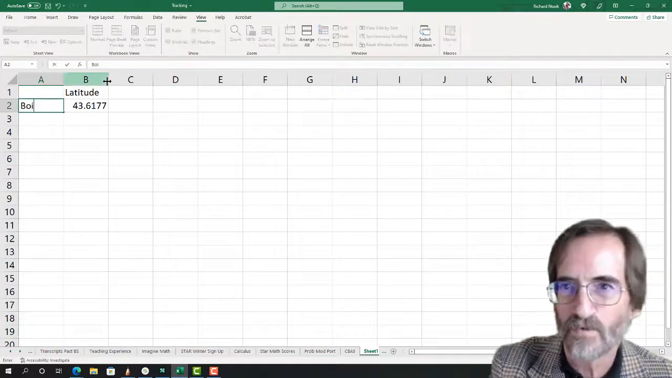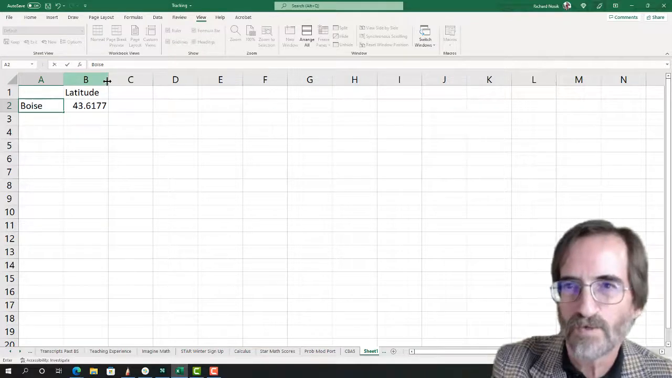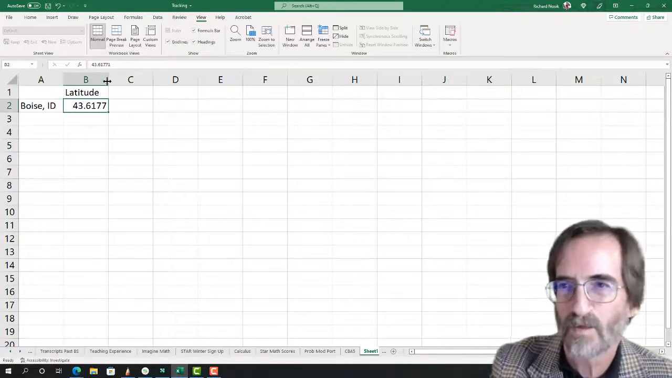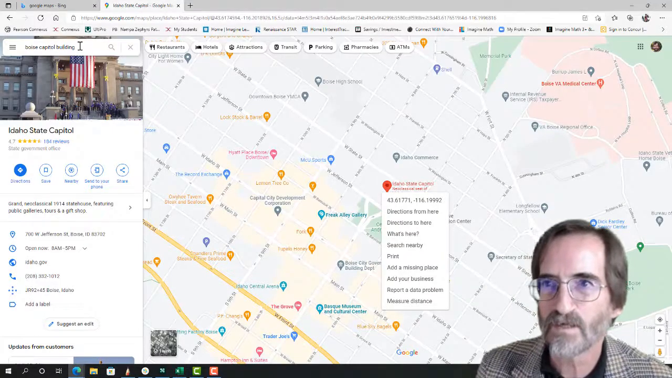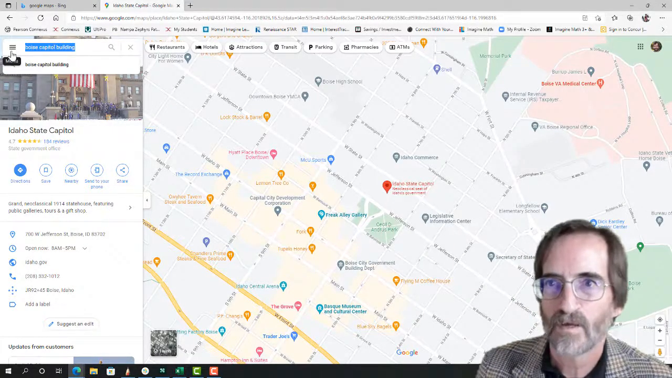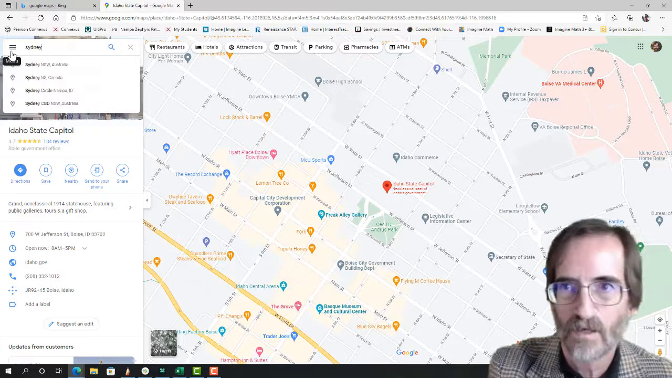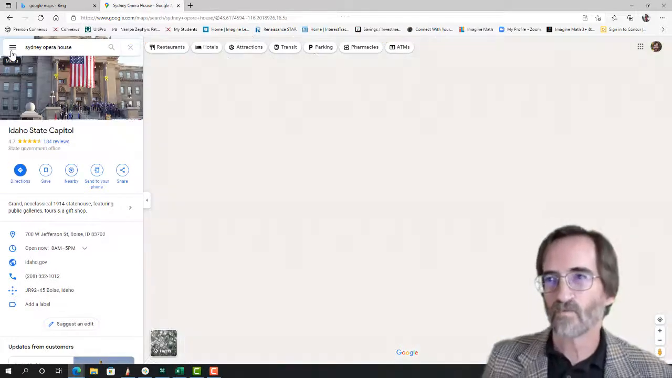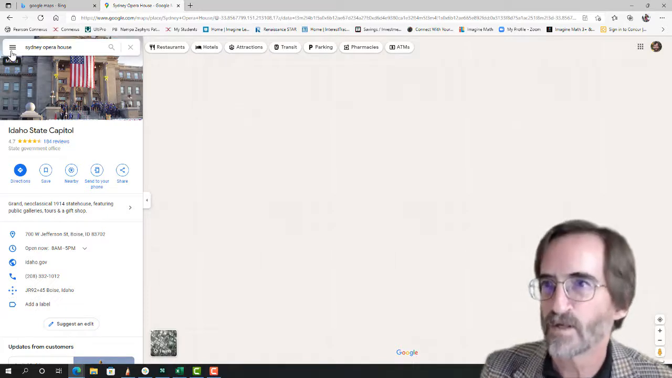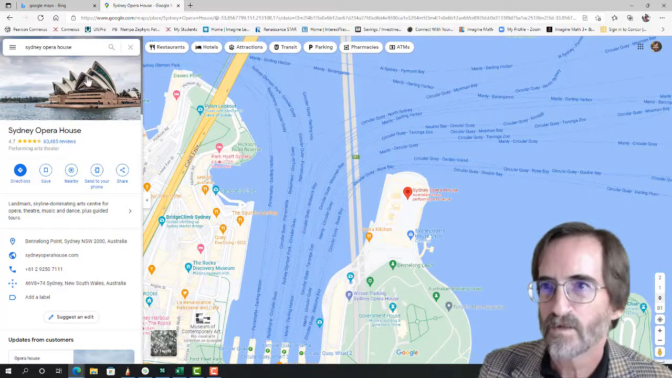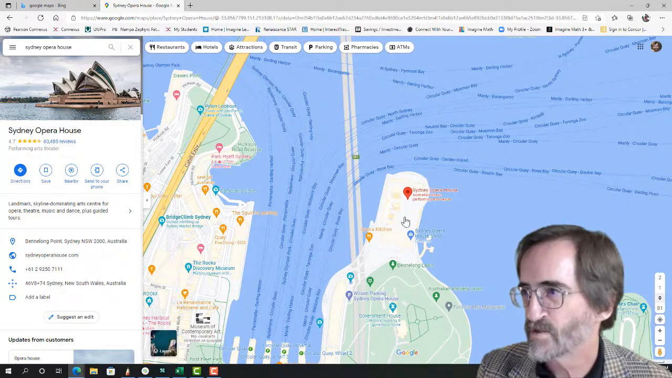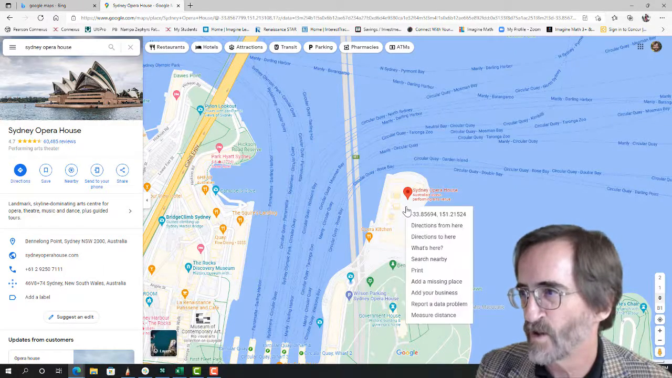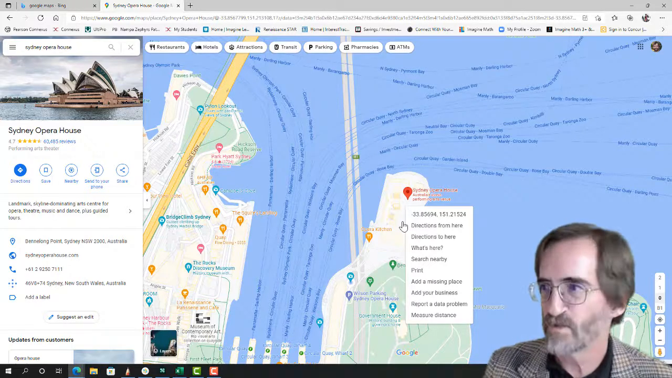Okay, and we're doing Boise, Idaho. Okay, and the other location I was thinking of was the Opera House in Sydney. That's a well-known, iconic location here. Okay, you can just see a picture of it there. So Sydney Opera House is on a peninsula here. Again, I'm going to right-click, there are our GPS coordinates.